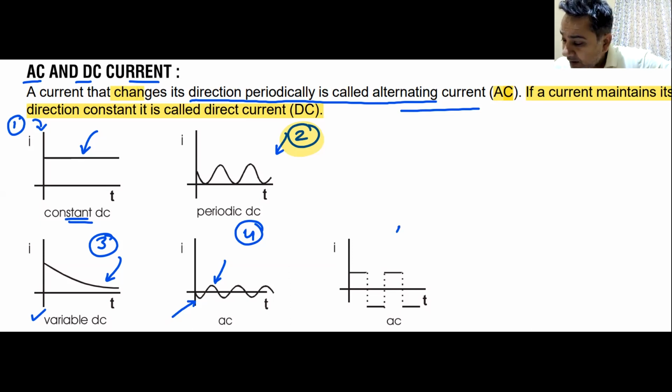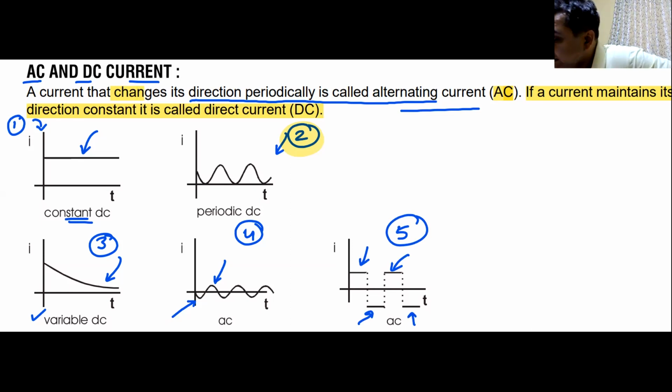In case number 5, also sometimes it is positive, then it is negative, then it is positive, then it is negative. Since it is changing its direction, which is given by positive and negative, this current or this voltage becomes AC, alternating current or alternating voltage. Do we understand this?